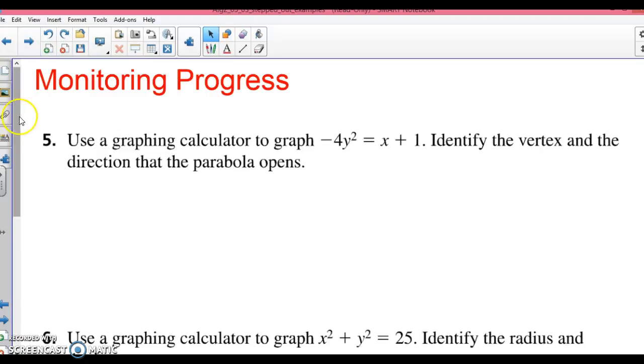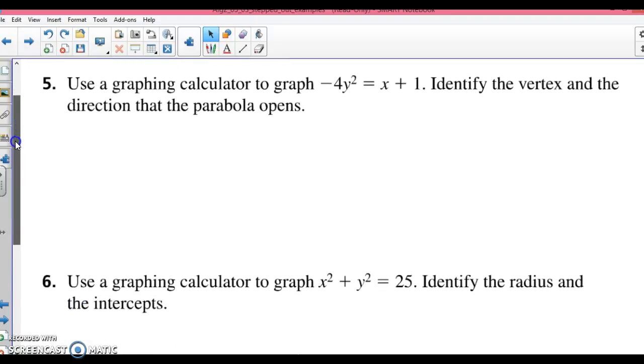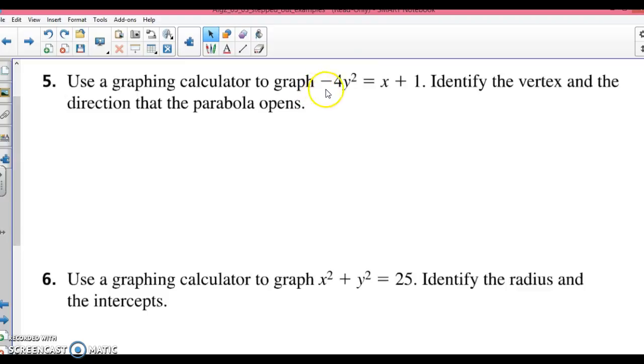Okay, so now we're going to look at these two things again. So use a graphing calculator to graph this equation, negative 4y squared equals x plus 1, then identify the vertex and the direction the parabola opens. And I know that this is a parabola because I have a y squared term and then just an x term. So I want you to go ahead and answer these questions, graph it. You can first solve for y and then graph points, or use a graphing calculator. If you don't have a graphing calculator, go ahead and use Desmos. Then I want you to answer what the vertex is. What point is the vertex at?